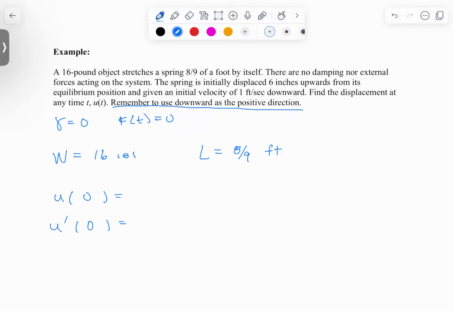So initial displacement is 6 inches upward. Positive is down, so I'm going to do -6. 6 inches, 8/9 of a foot, 1 foot per second. Divided by 12. Little easy stuff like that is going to kill us, so just make sure. -6/12, so -0.5 feet. Same thing, and then 1 foot per second. When we identify info, it's good to have all that clearly identified. That looks like pretty much everything we need to identify.